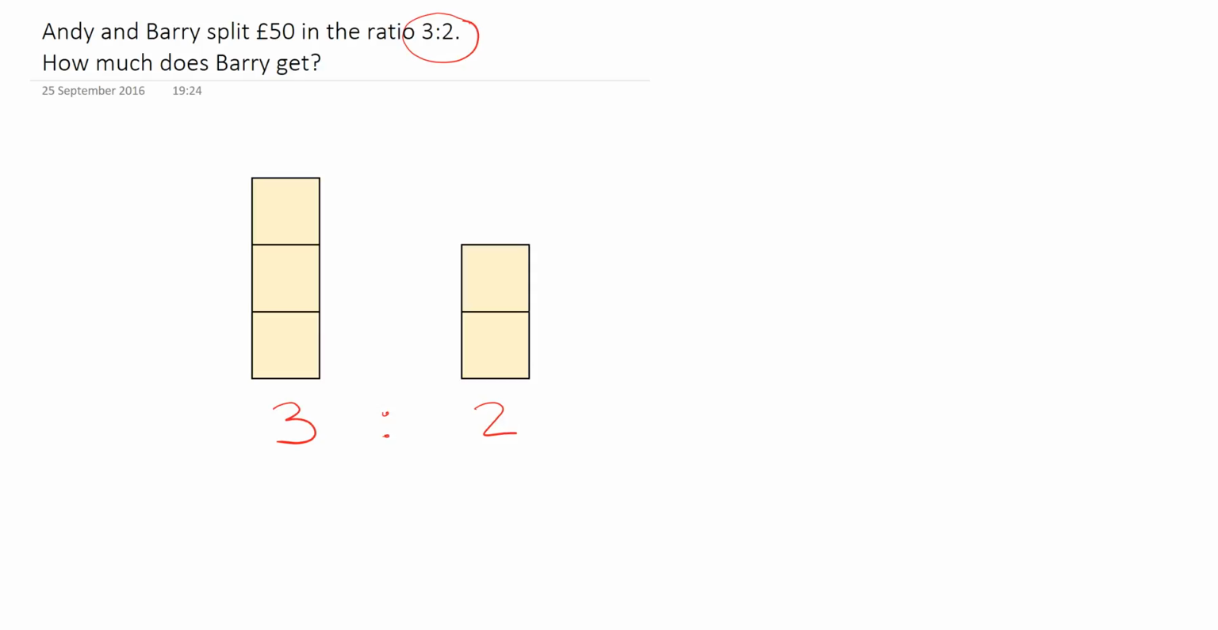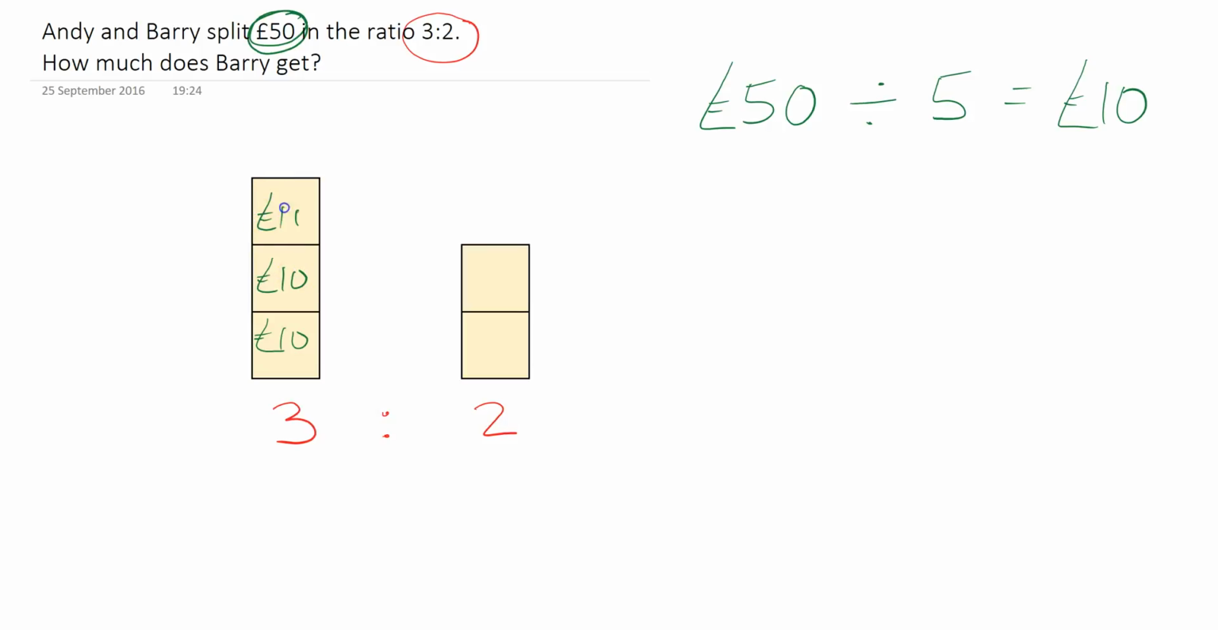Now what I'm going to do is look at the amount that is being split, £50. What we want to do is split this amount equally between the five boxes that we've drawn. So we're going to do £50 divided by the number of boxes we've got, in this case 5. Now this tells me that every single box is worth £10. So inside each box we can write that it's worth £10.